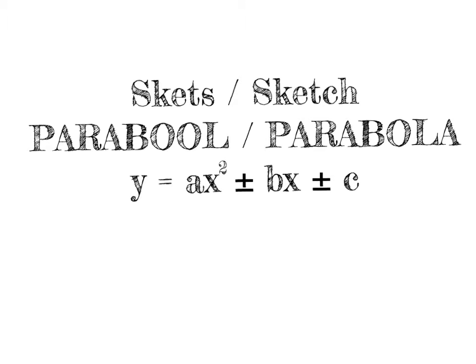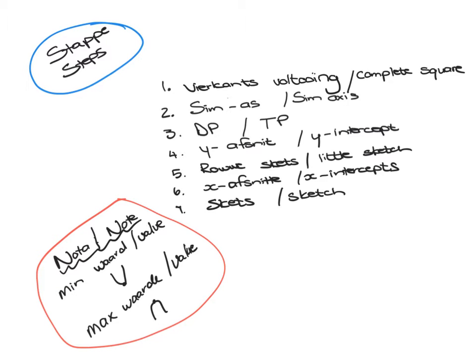Sketch the parabola, die parabool, in die vorm y is gelyk aan ax kwadraat plus of minus bx plus of minus c. As jy by die stappe hou, if you keep to the steps, it's actually quite easy. The first thing you do is you take your equation, jy vat jou vergelyking en jy doen die vierkants voltooiing. Ons het dit al geoefen.